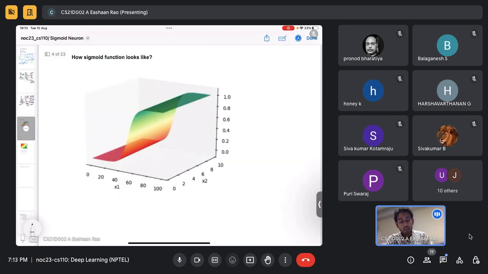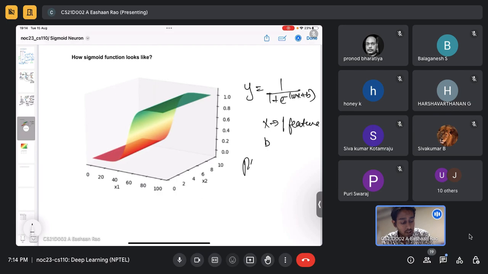Okay, now how will the sigmoid function look in a general sense? That function is y equal to 1 divided by 1 plus e raised to the power minus (wx plus b). Now two things here. Here x, we are assuming there's only one feature, and there's b. So the parameters are also the same.